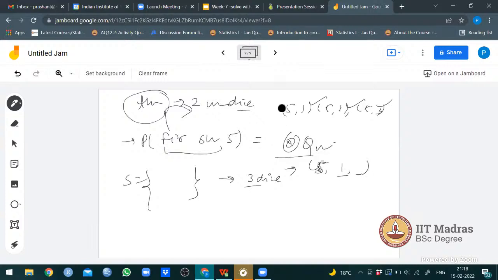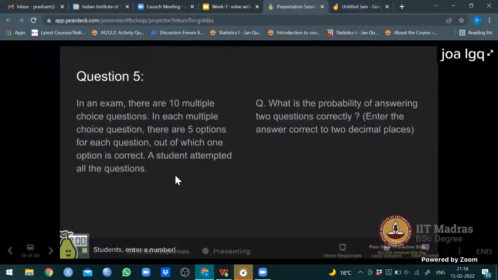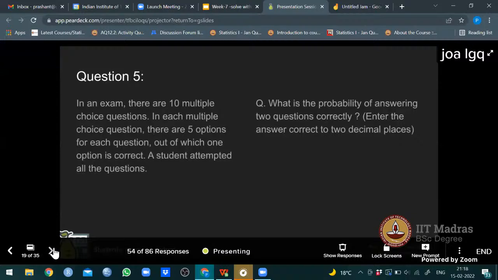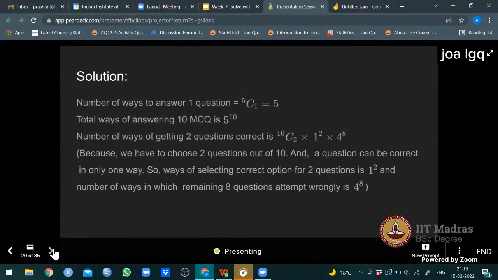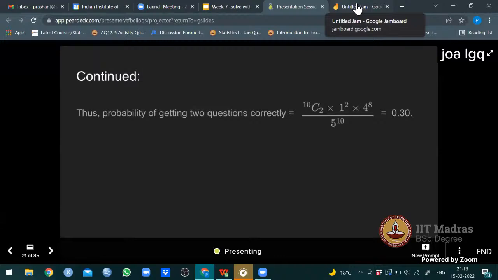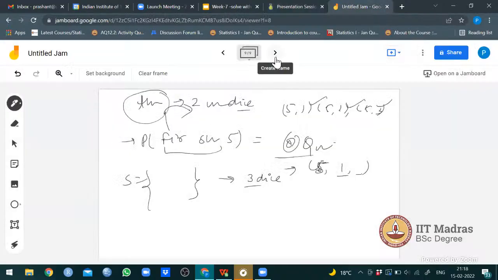As an additional question, if they gave that the student attempted only 5 questions, then we would have to consider only 3 ways of answering it wrong, correct? Yes, if the student is attempting only 5, then you have to consider only 3 questions. That means 4 for 3.